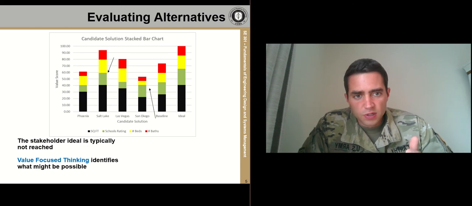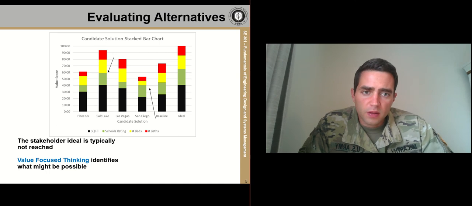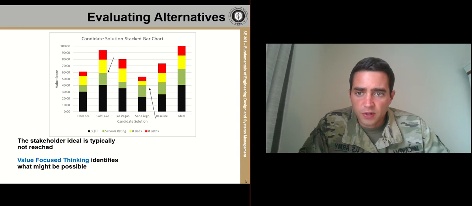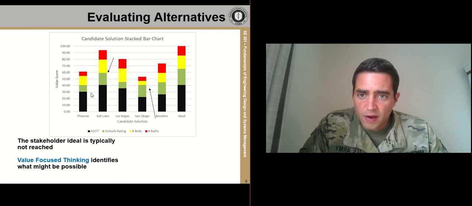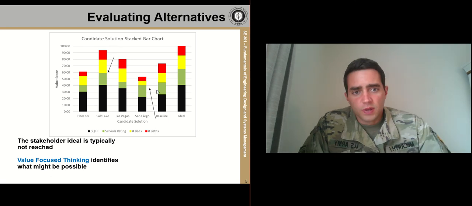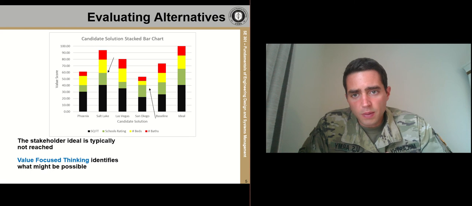If we had a solution that was extremely close to the ideal, then it'd be easy to make a decision, but sometimes it's harder to distinguish between alternatives. They're very close to each other in value. Specifically for individual values, if you just take a look at this chart here, if I look at the greens, for instance, I can see a lot of my solutions, particularly Salt Lake, San Diego, and Baseline, have really good schools ratings, and they're close to the ideal. So within this trade space, we need to narrow down our options and improve those that are close to the ideal so that we can better distinguish what the winning solution will be.